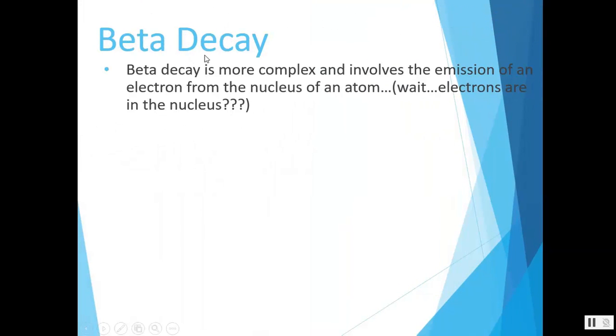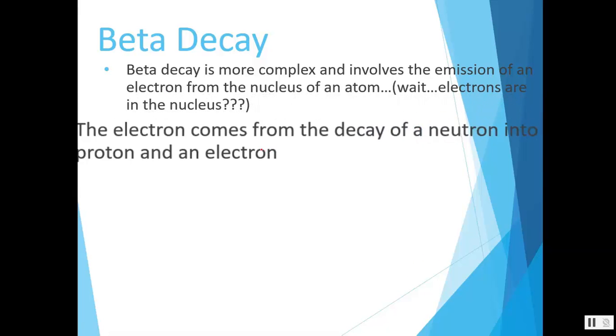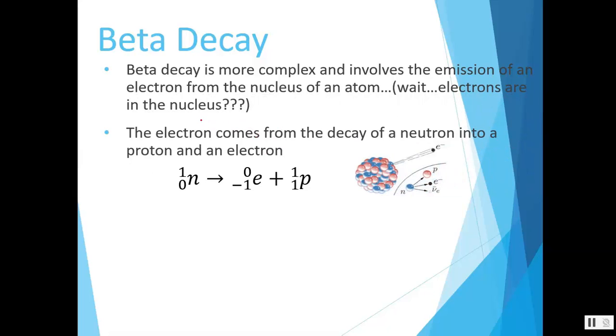So now let's look at beta decay, our next nuclear reaction. Beta decay occurs when an electron is emitted from the nucleus of an atom. And when that electron gets emitted, it converts a neutron into a proton. Which is strange to us, right? Because, wait, there are electrons in the nucleus?